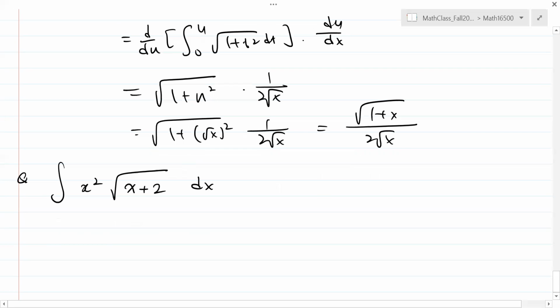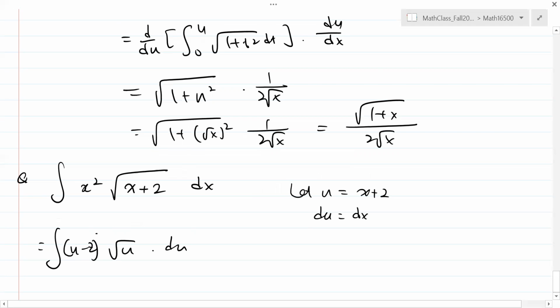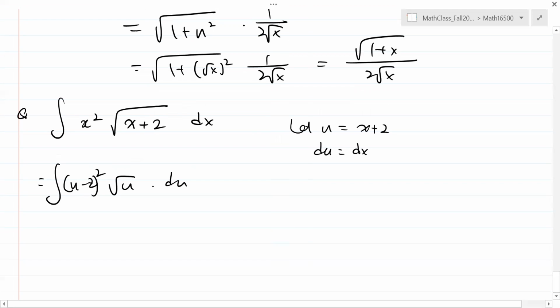To do this, use a substitution. Let u be x plus 2. So du is dx, right? So the integral is square root of u times du. But how about x squared? You have to replace it by (u minus 2) squared, right? And then you get u squared minus 4u plus 2 times square root of u du.